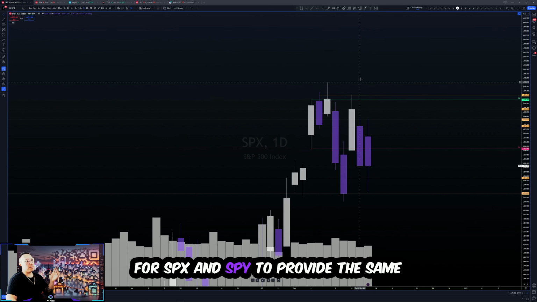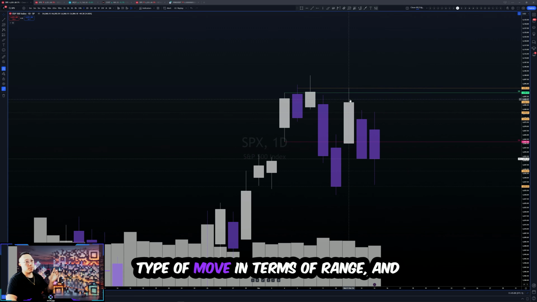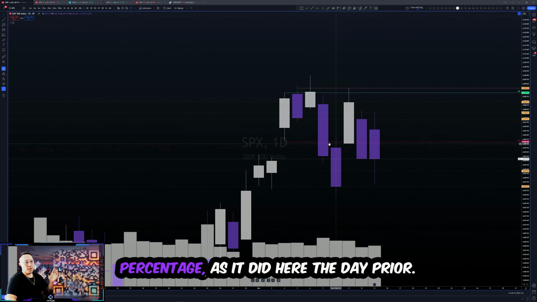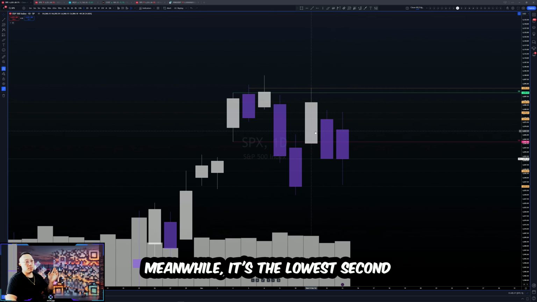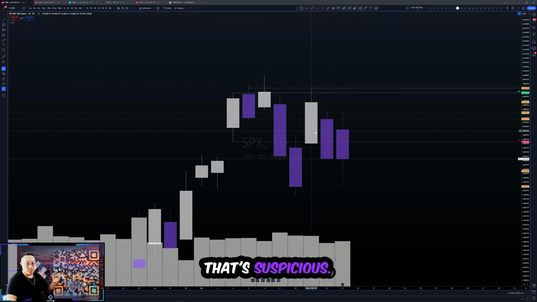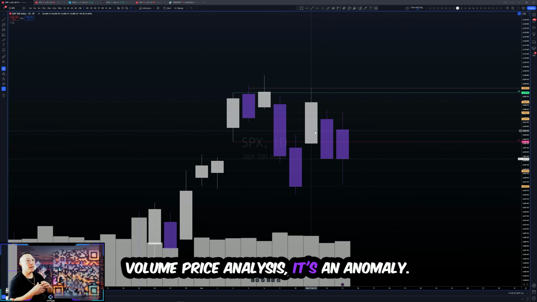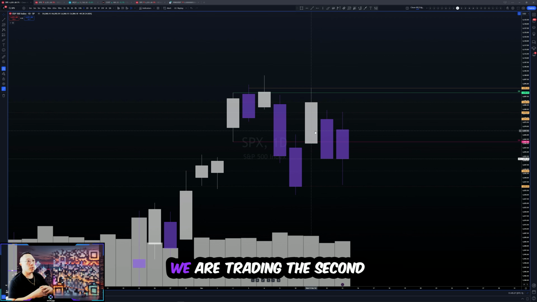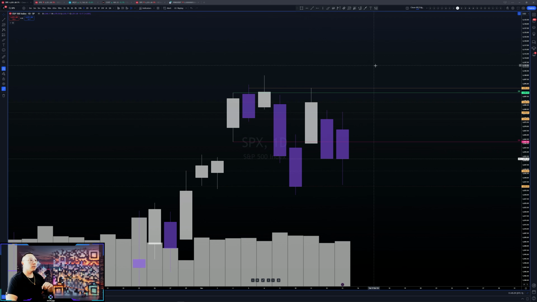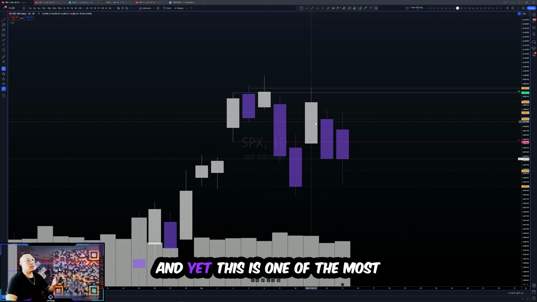For SPX and SPY to provide the same type of move in terms of range and percentage as it did the day prior, meanwhile, it's the second lowest volume traded of the year, that's suspicious. And again, from a VPA perspective, volume price analysis, it's an anomaly. Okay? We are trading the second lowest volume day of the year, and yet this is one of the most bullish candles within this range.